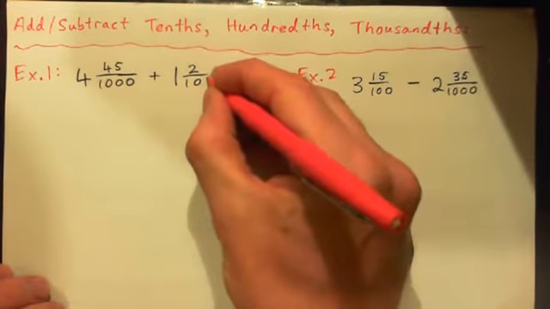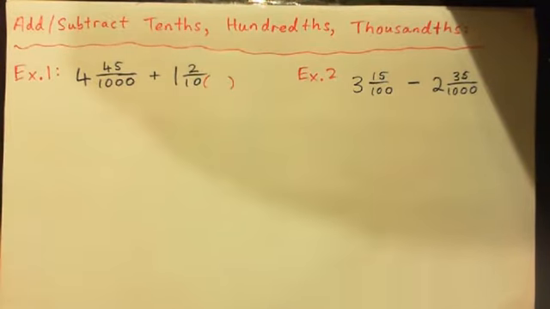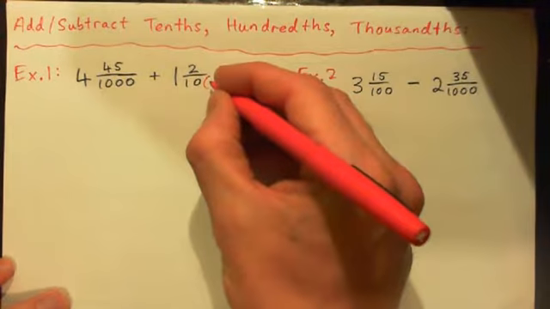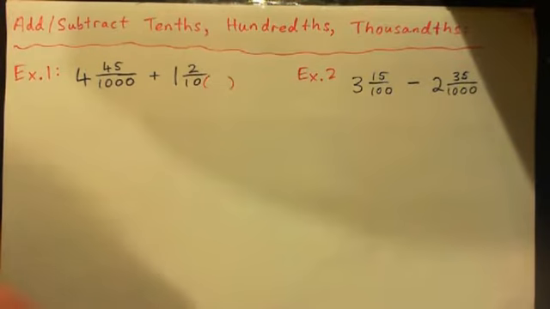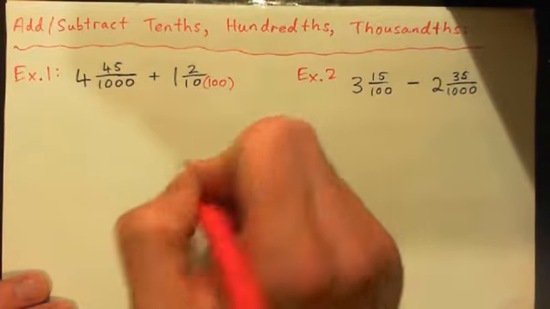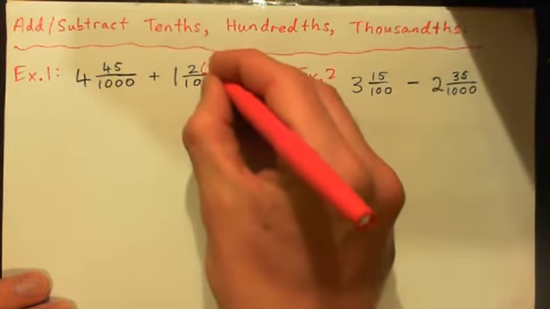Now let me ask you, what do I need to multiply this by so that these denominators are the same? Because the first thing you've got to do is get the common denominator, right? 10 times what gives 1,000? 10 times 100, right? Is 1,000? 10 $100 bills would be $1,000, right? And multiply the top by 100, right?